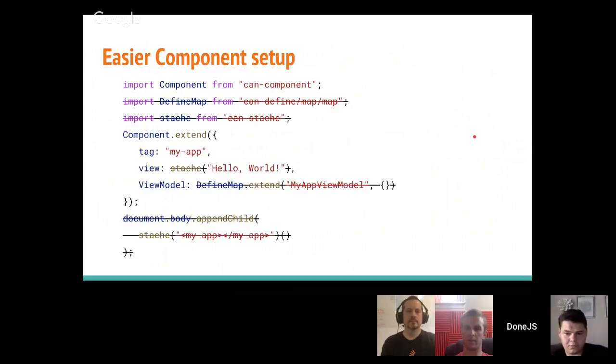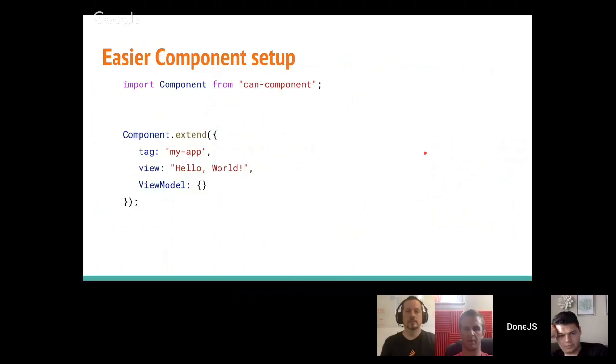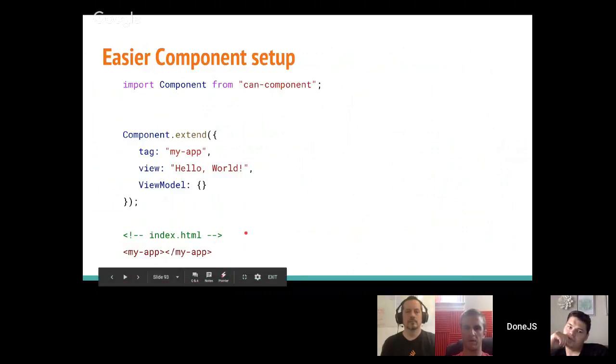You can see this is all the stuff that goes away in 4.0. And you are left with a really simple setup where you can just pass a string as your view and an object as your view model. And this will do the same thing that that previous example did. It'll make a stash renderer out of this string, and it'll make an extended define map constructor from this object. The other thing that we're doing is registering components as web components or custom elements, so you can use this my app directly in your HTML.